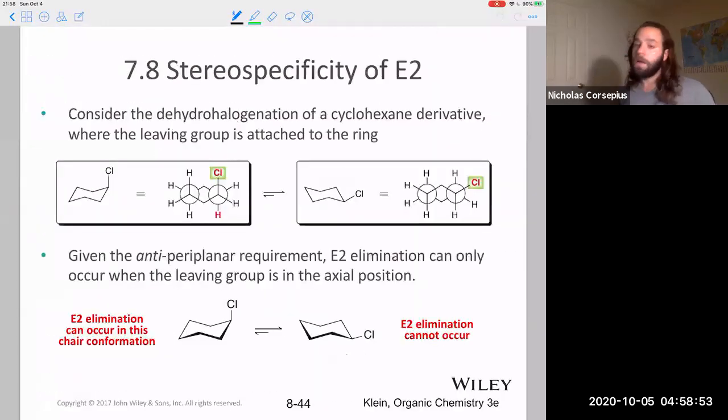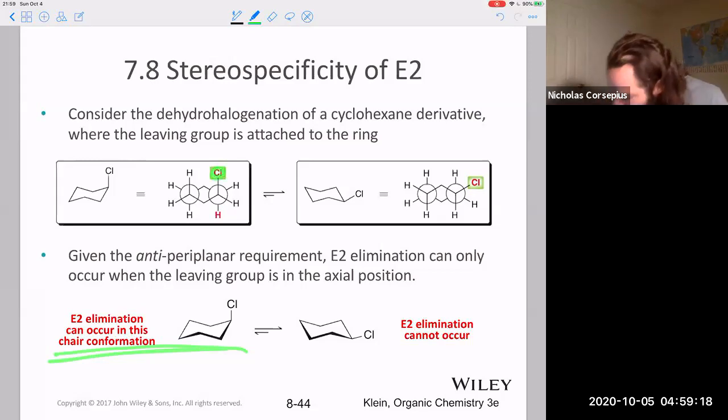Okay. So now with rings. Rings are an extra super bad case when we talk about E2 reactions, and that's because rings can't rotate freely, right? They have basically two conformations, the two flips. And elimination is only going to occur when that halogen is in the axial position, right? So in this case, we have chlorine in the axial position that can be eliminated from that hydrogen.